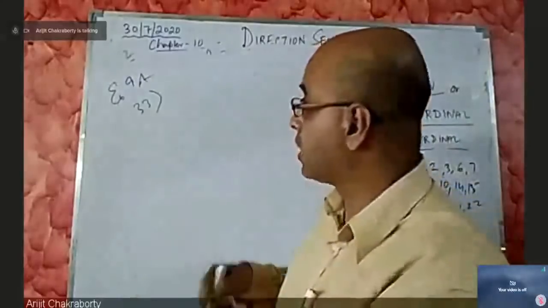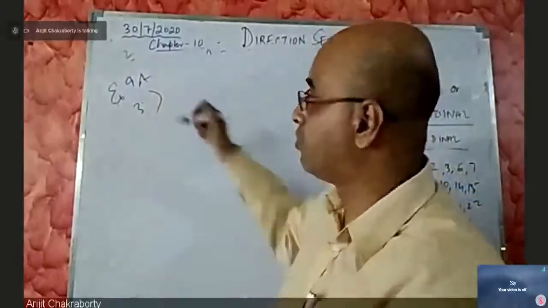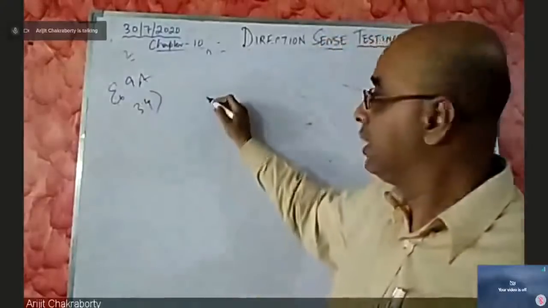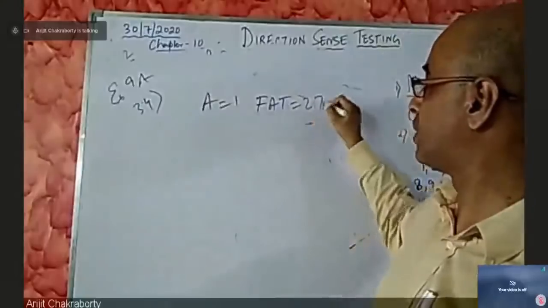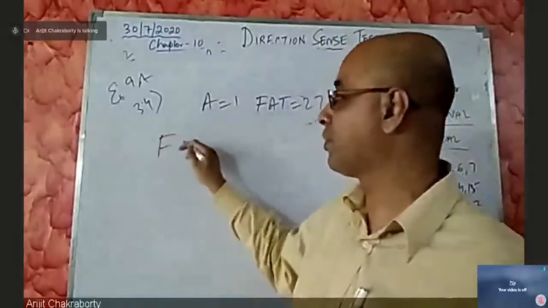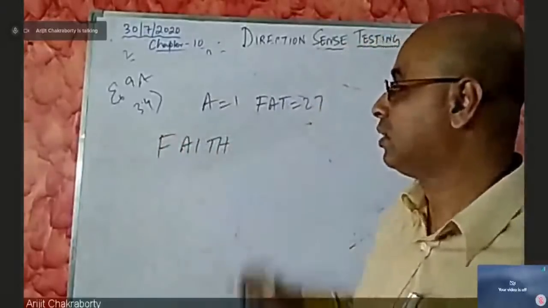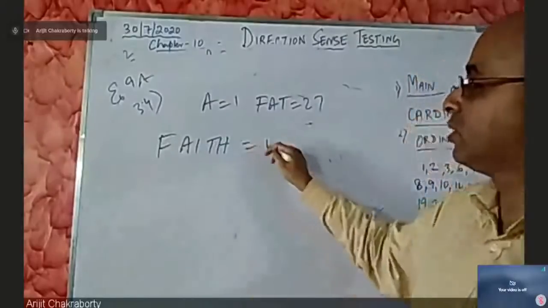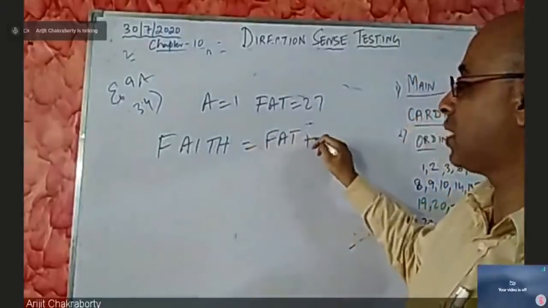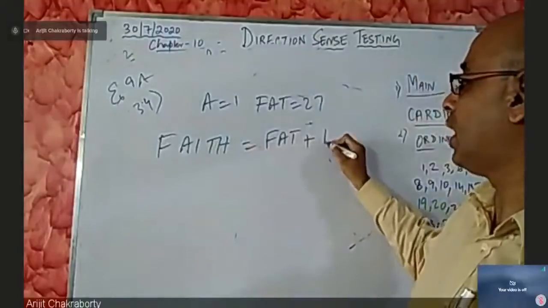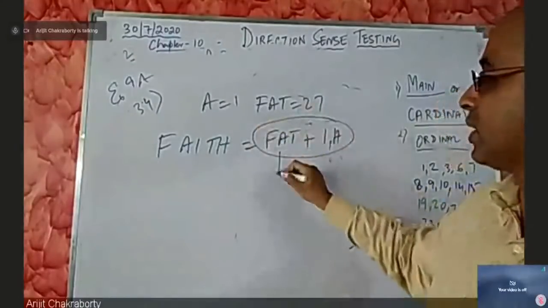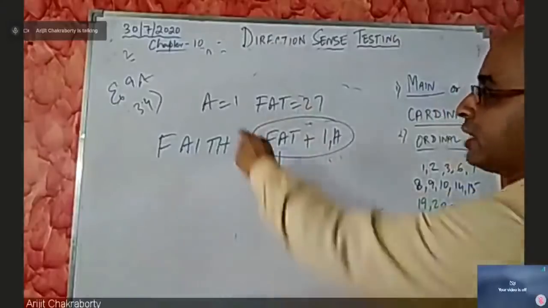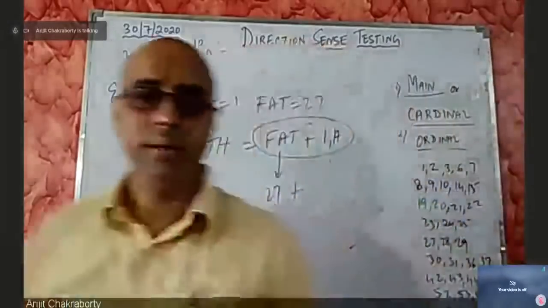Next question was 34, and the same request has come from Anushka and also from Kevin. This one also I did last day. I'm just doing it once again. I hope you understand. If A equal to 1 and fat is 27, then how much is faith? Well, faith means it is fat plus I and H. Fat is 27. A is 1. So how much is I?